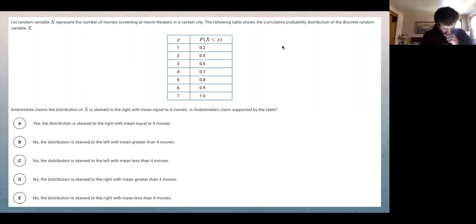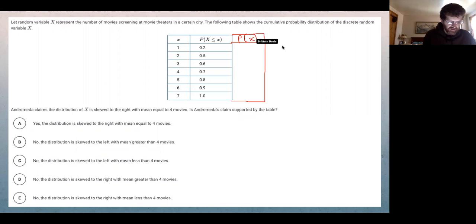Andromeda, excuse me, Andromeda claims, that's a neat name, that the distribution of X is skewed to the right with a mean equal to 4 movies. Is Andromeda's claim supported by the table? So remember, the first thing we want to do with something like this is figure out what the probability distribution is. So the probability of X.